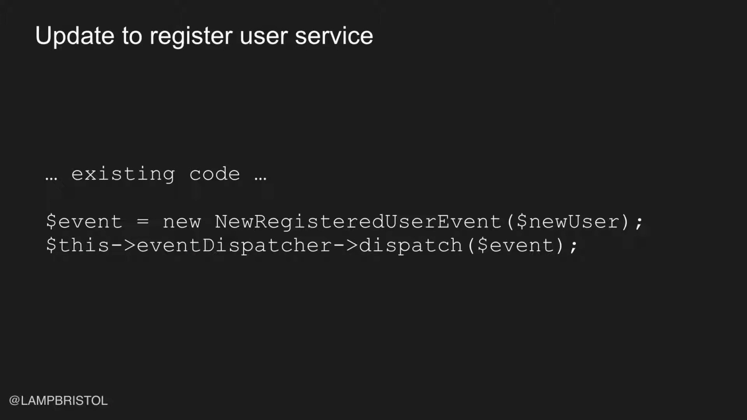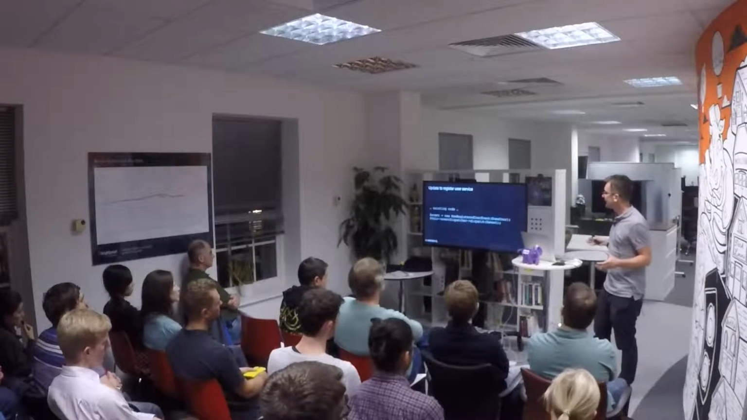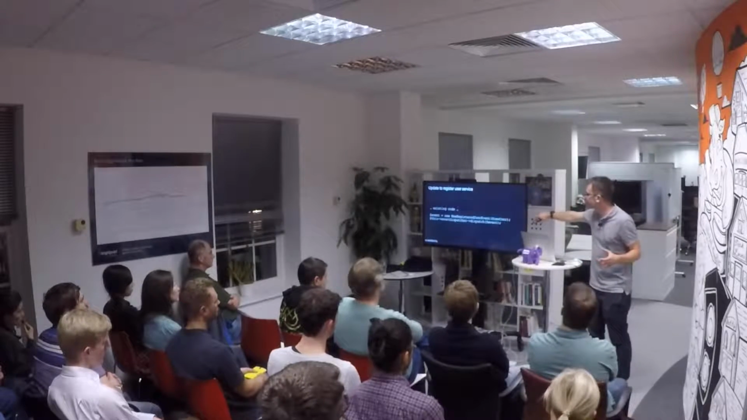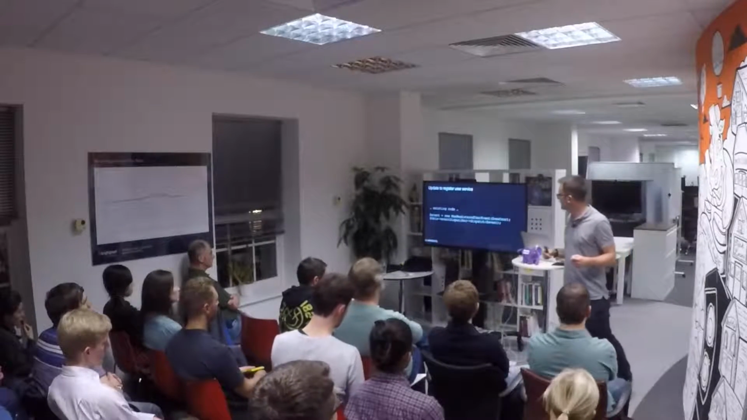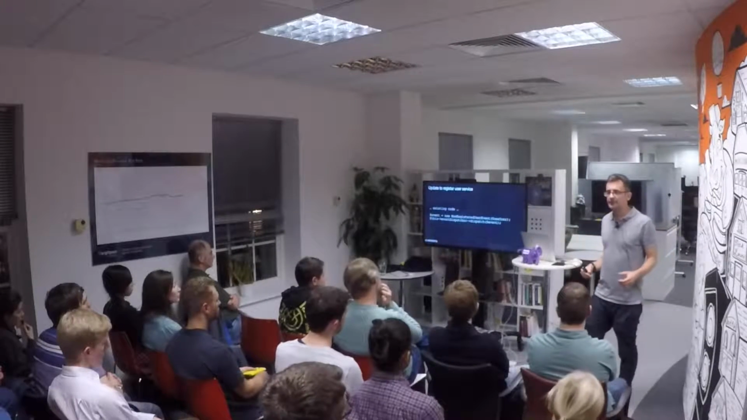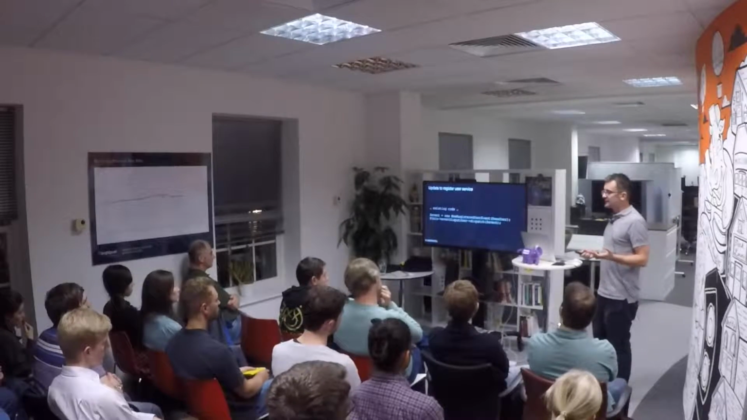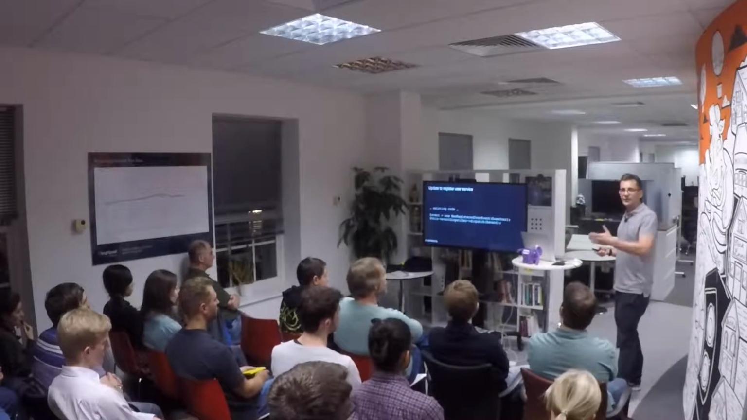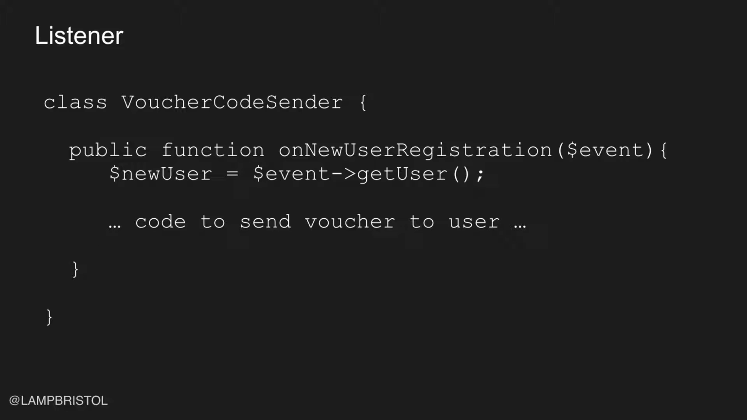We have to make one tiny change to the existing code. This is our existing registered user service, and once it's created everything and sent the emails, we'll just create a new registered user event, and then dispatch that to the event dispatcher, and that will send it off to the event handling code. So we made that change, and maybe no one's listening to that event. In all the other cases, nobody cares about this. But in this particular project, where we need to create a voucher code, we are listening to this event.